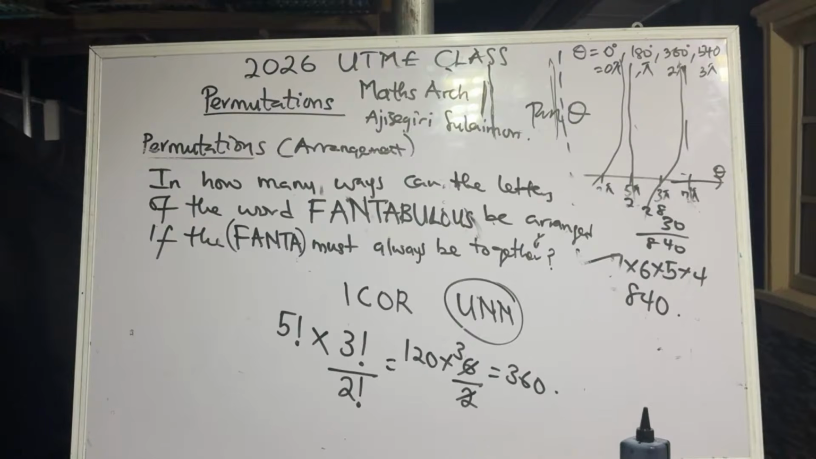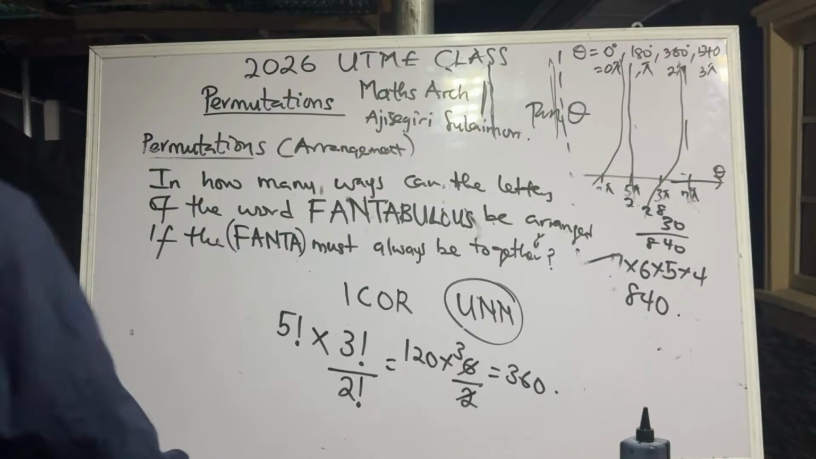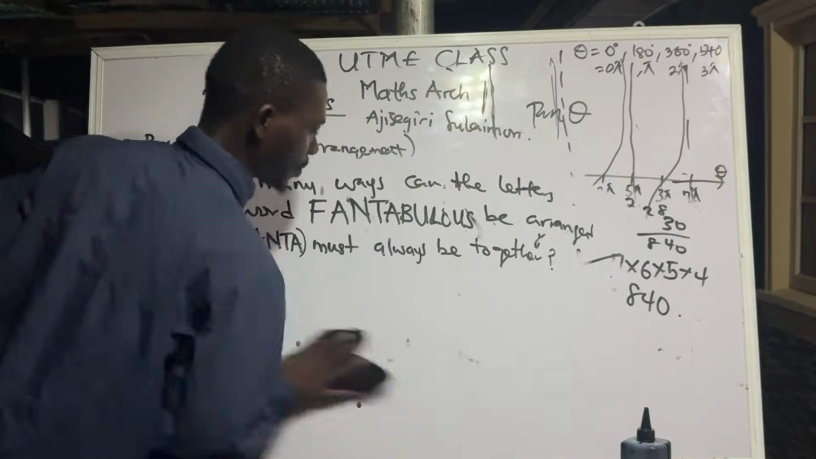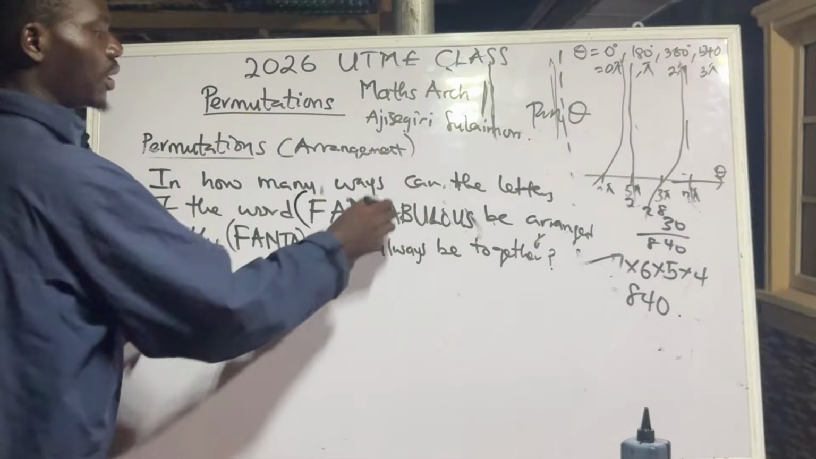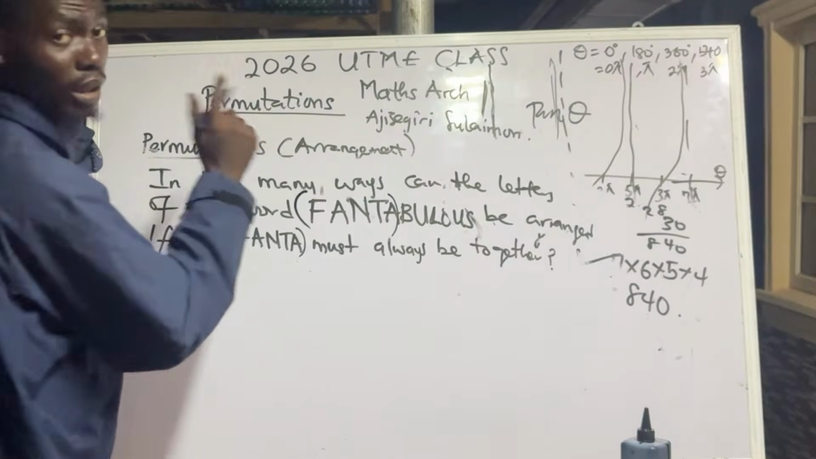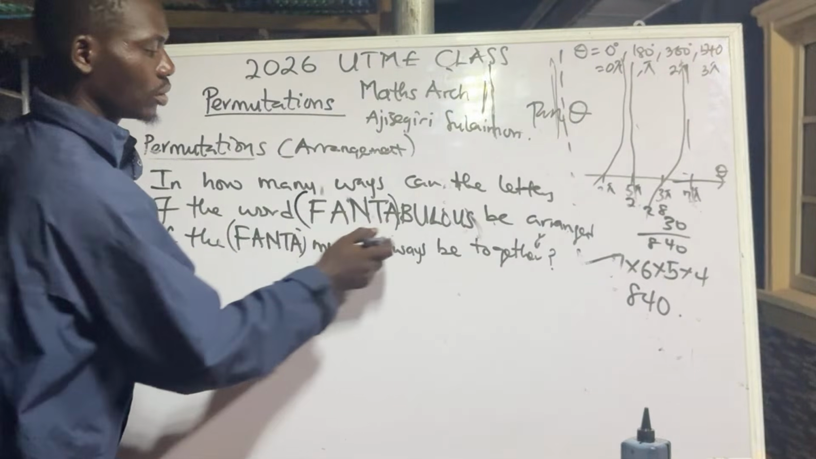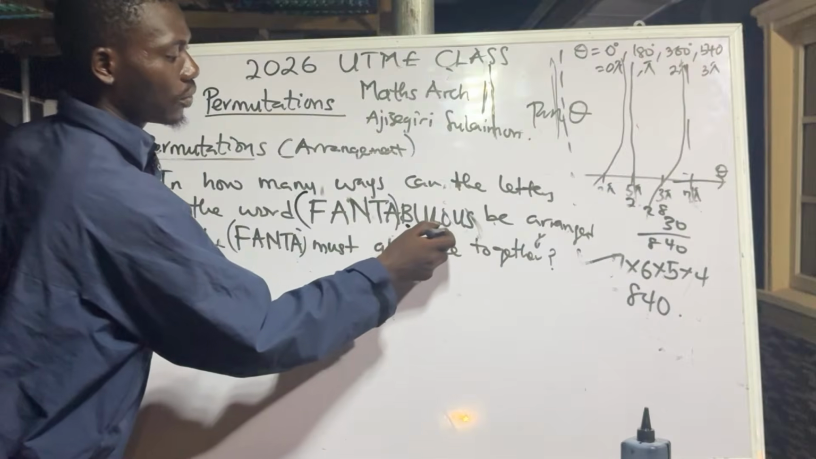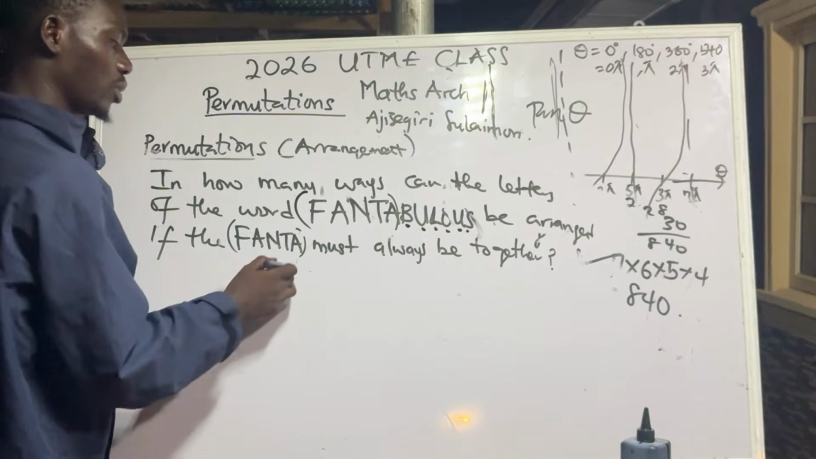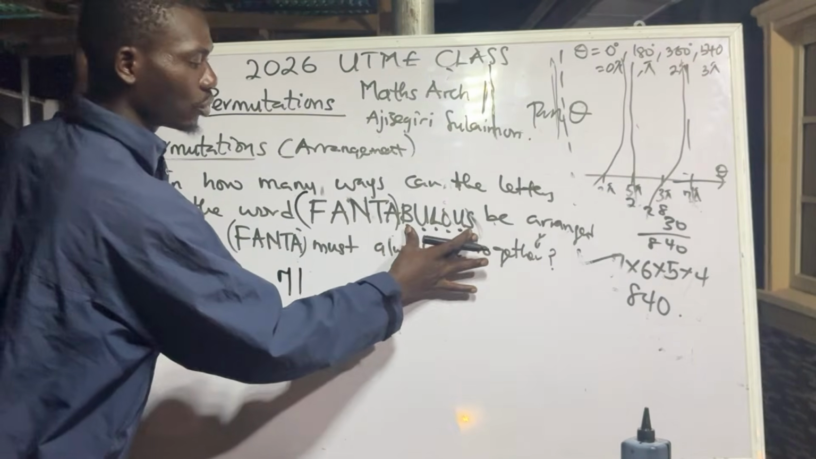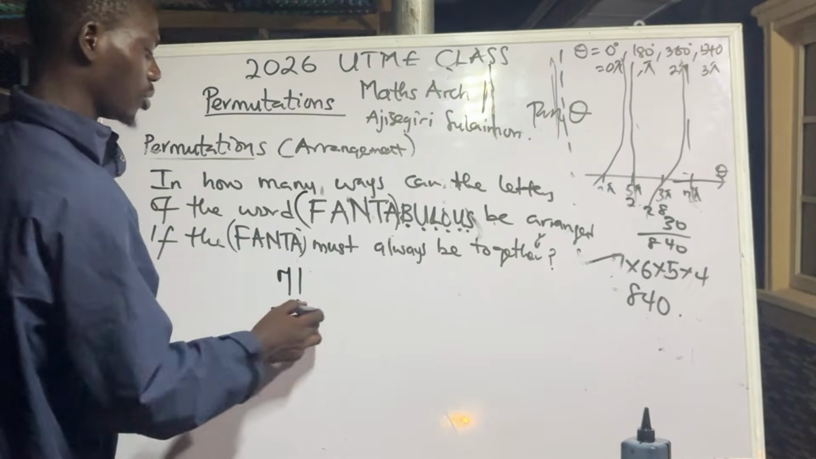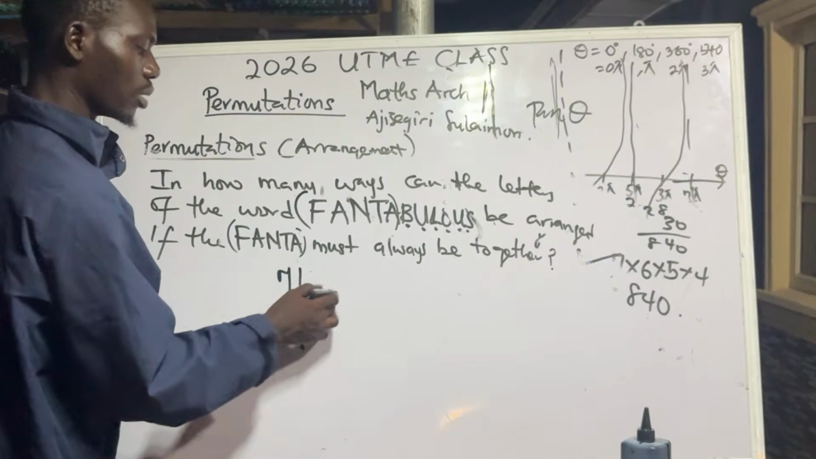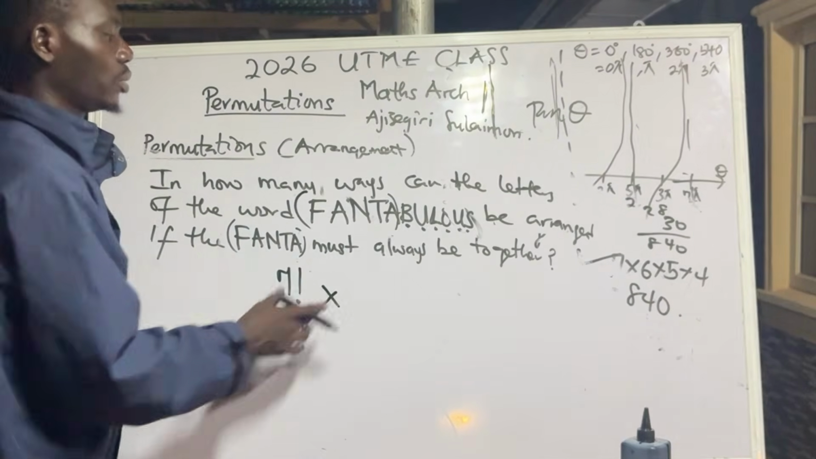Okay, let's get it solved. So we'll see. Fantabulous. The Fanta is always together, so we'll still count this one as one. Then 1, 2, 3, 4, 5, 6, 7. That should be 7 factorial. When we look at this one, is there any letter that is being repeated? Yes. The U got repeated twice, so 2 factorial. Multiply by, we'll then come back here.